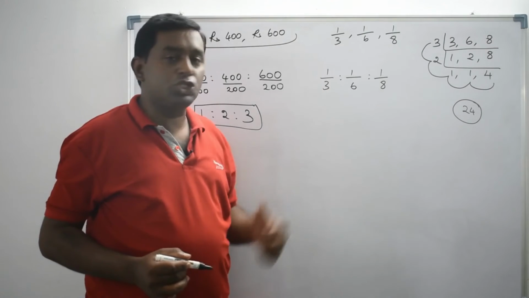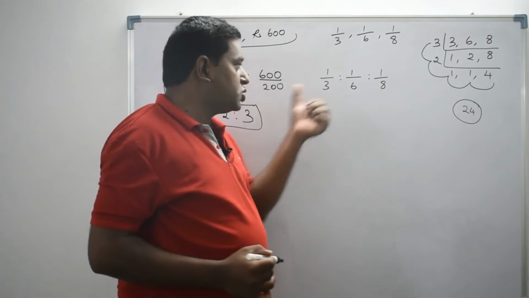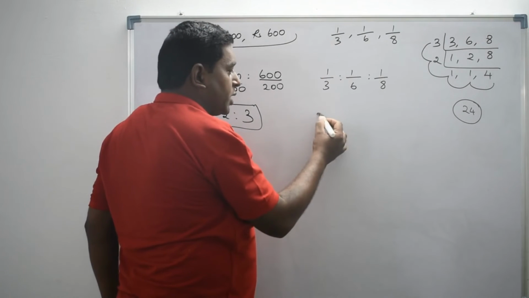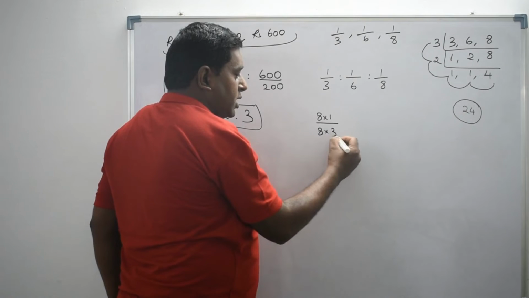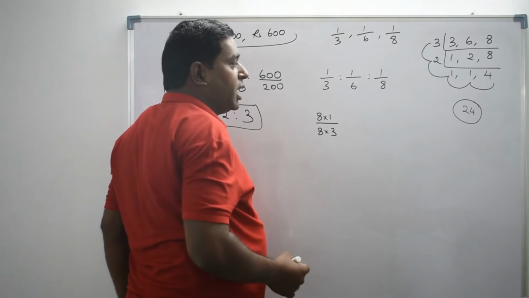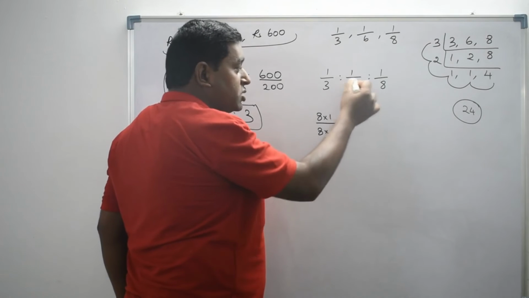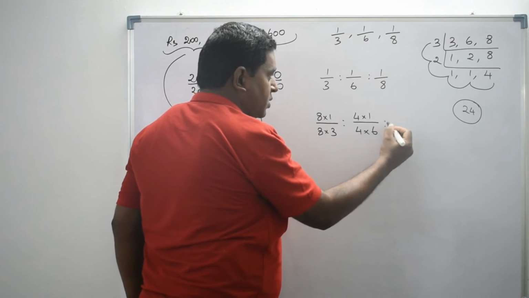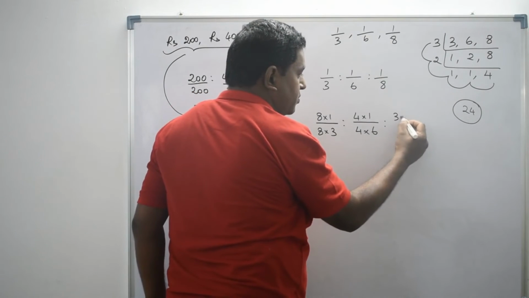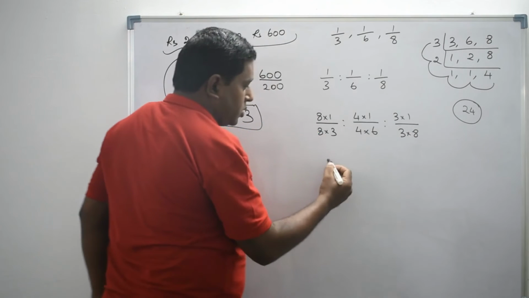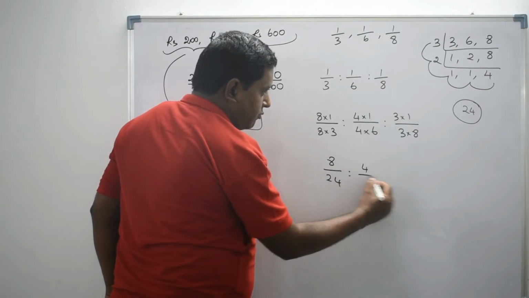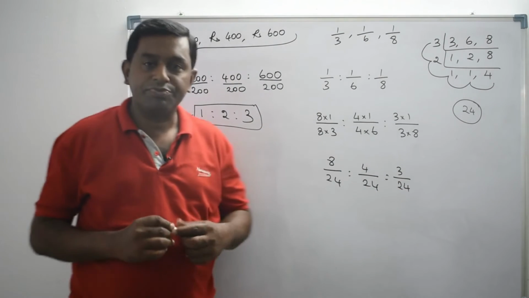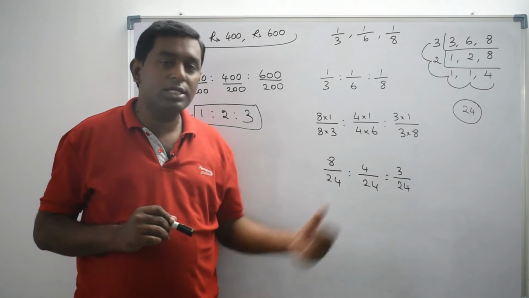So now we have to make each denominator as 24. To make this denominator 3 as 24, I am going to multiply both numerator and denominator by 8 in the first fraction. In the second fraction, I am going to multiply both numerator and denominator by 4 to make this denominator 6 as 24. So 4 into 1 by 4 into 6. In the third fraction, I am going to multiply by 3. So I get 8 by 24, 4 by 24, 3 by 24. Now I got the same denominator 24 for all the 3 fractions.